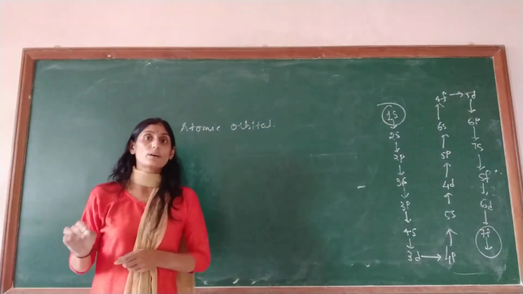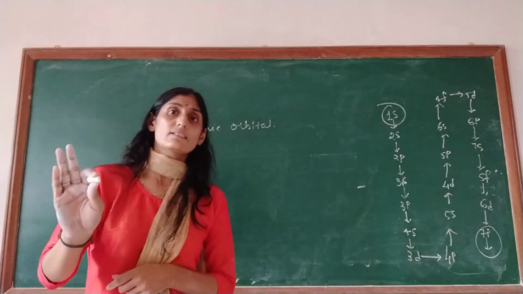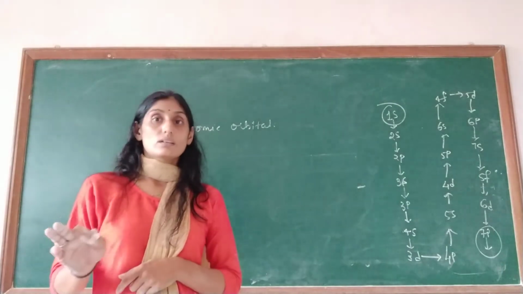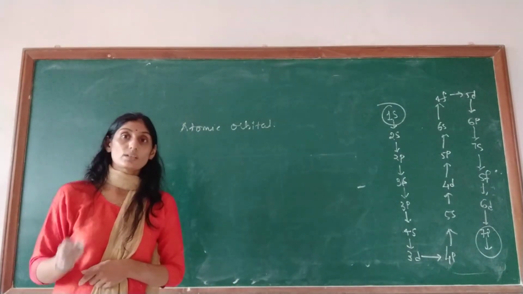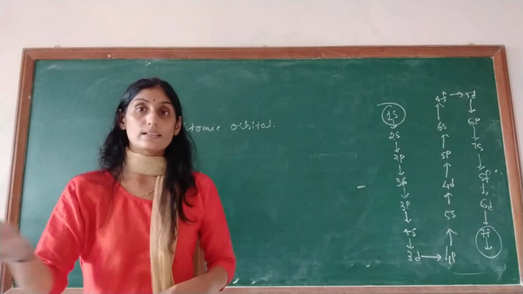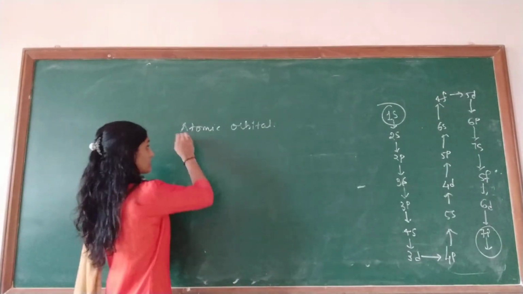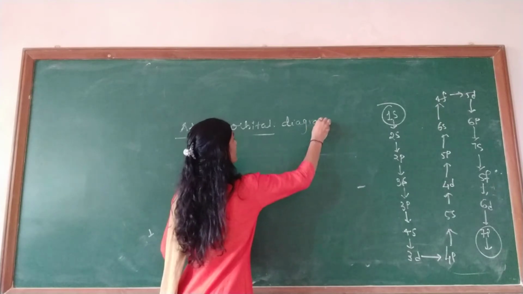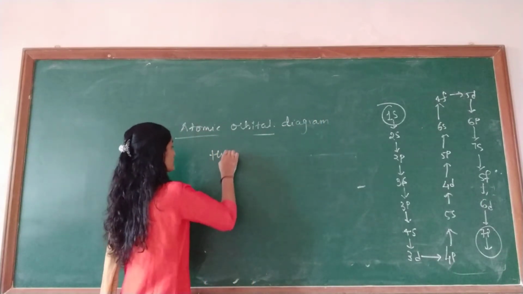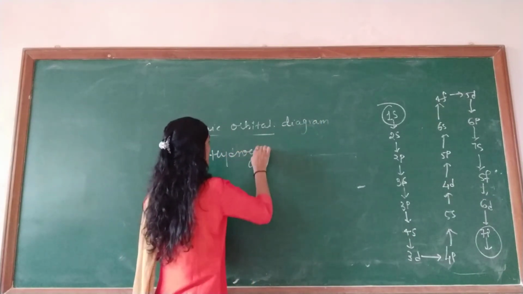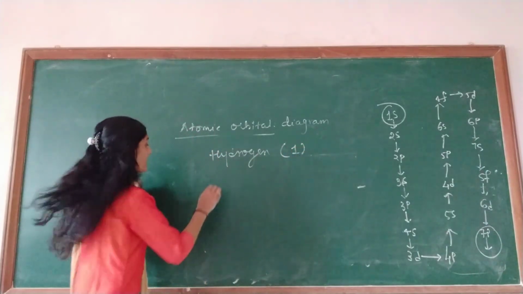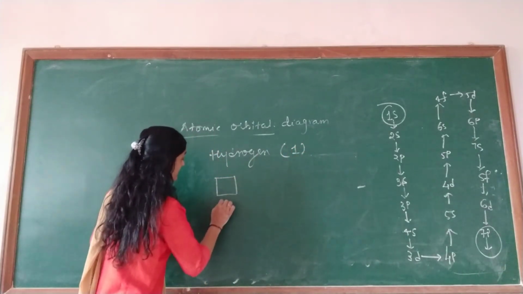We have to learn up to 1s, 2s, 3s and 4s. But in the exam it will only be elements 1 to 20. Elements 21 to 30 you will study further in 12th class. So when we talk about the atomic orbital diagram, the very first atom is hydrogen. Hydrogen has number of electrons 1. So we have only one orbital, that is 1s.